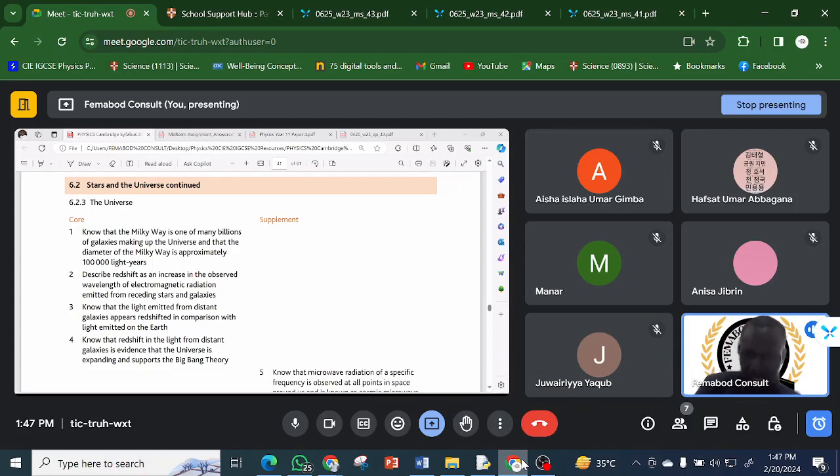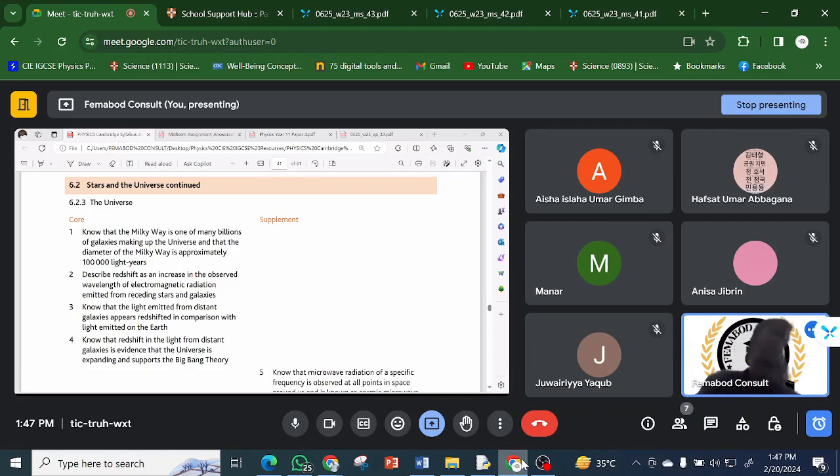They also want us to know that the light emitted from distant galaxies appears redshifted. That's what I just finished explaining, in comparison with the light emitted on the Earth. Then the last part she read was that redshift in the light from distant galaxies is the evidence that the universe is expanding, and this supports the Big Bang theory.